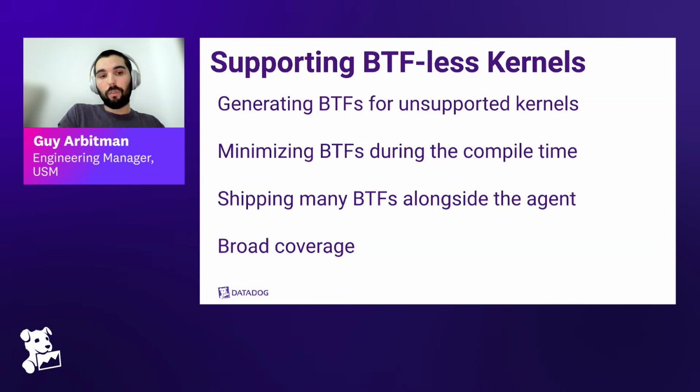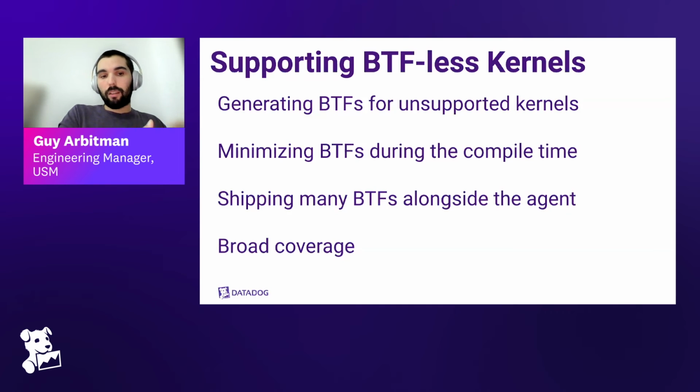What we can do is ship the BTFs along with the agent, so we can have broad support and broad coverage for all kernels, or most of the kernels that we are seeing. The one problem is that the compressed version of a BTF is about 3 or 4 megabytes, which is big if you need to have hundreds of thousands of BTFs in your Docker image or your package.